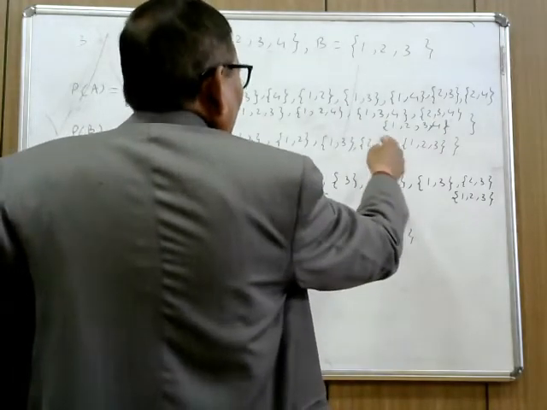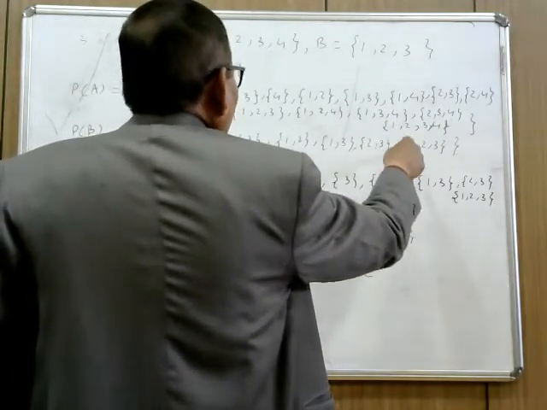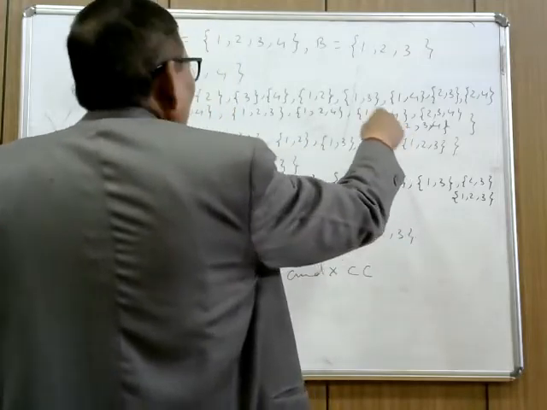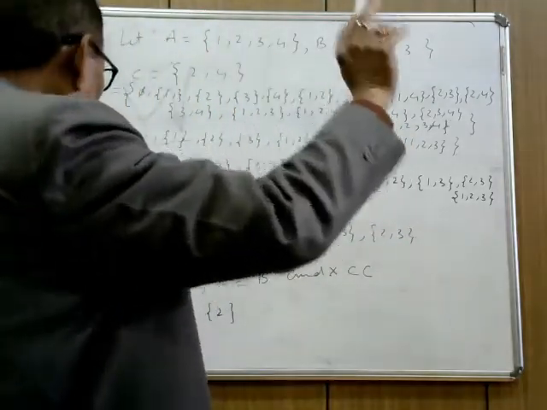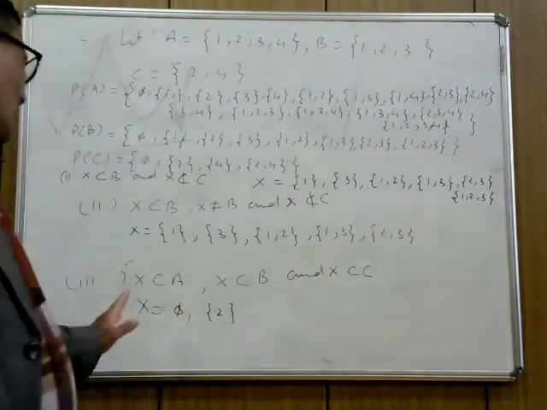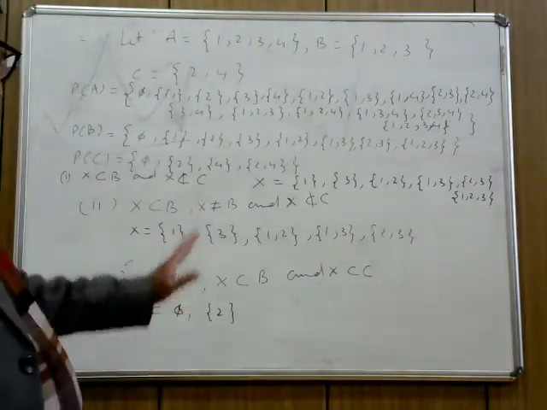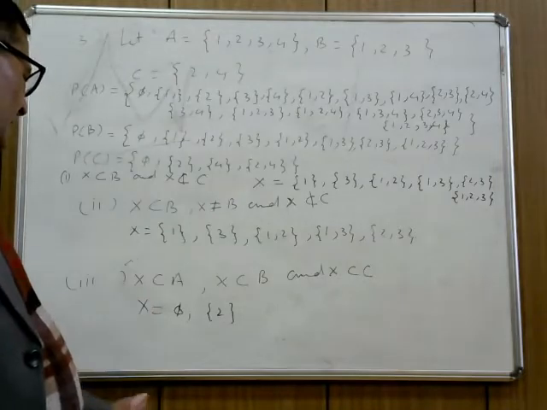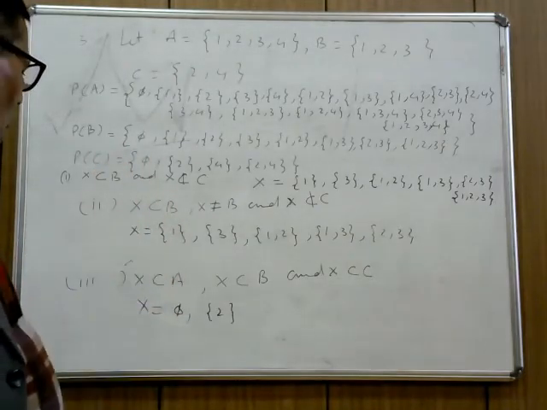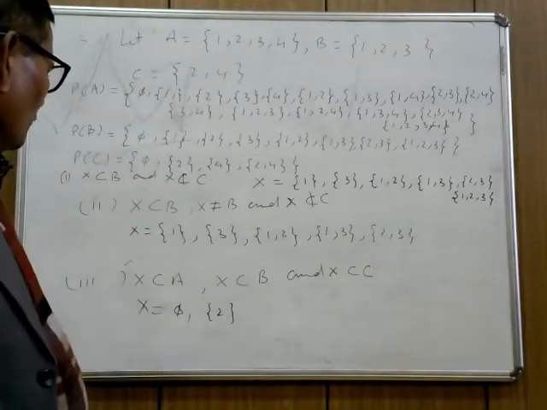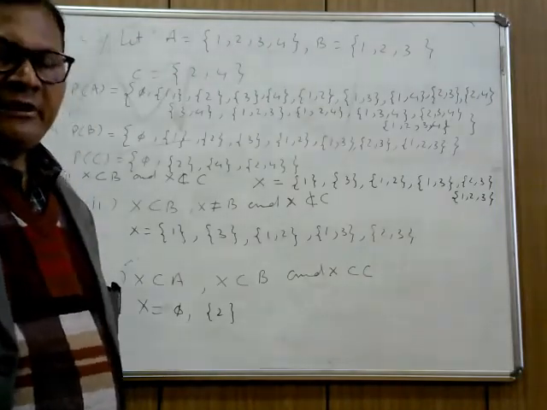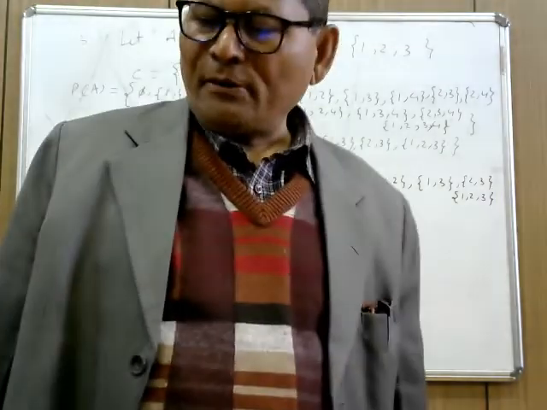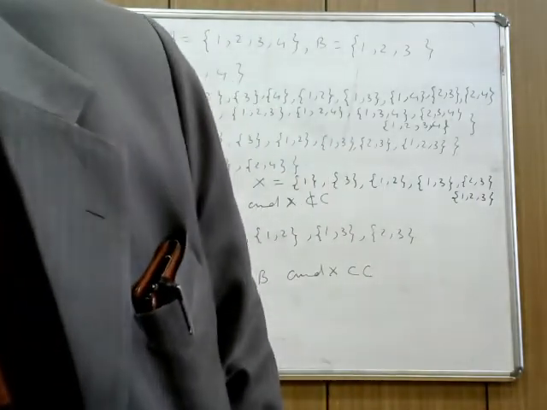Now, any set may be in A and in B, but that is not in C, so we cannot take that. So for the third part, you can take X as the null set and singleton set {2}, because these are the two subsets which are present in the power set of A, power set of B, and power set of C. So X is taken as that.